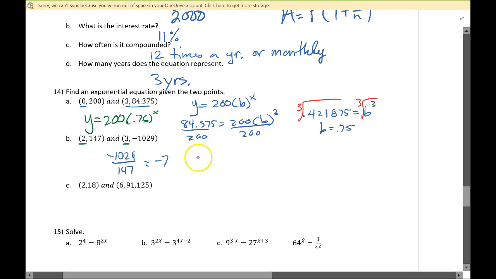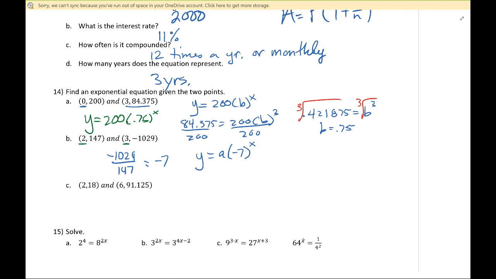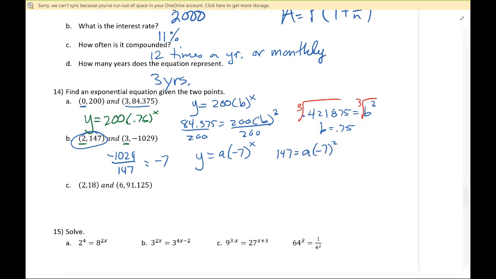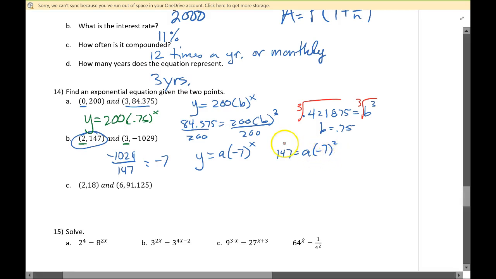And so now that I know the b, we can substitute this into our equation. So y equals a times negative 7 to the x. And similar to the previous problem, I would just substitute this information in. Either one of those points, I'm going to use the one with smaller numbers. So 147 equals a times negative 7 to the 2. We should know that negative 7 squared is a positive 49, so 147 equals 49a.